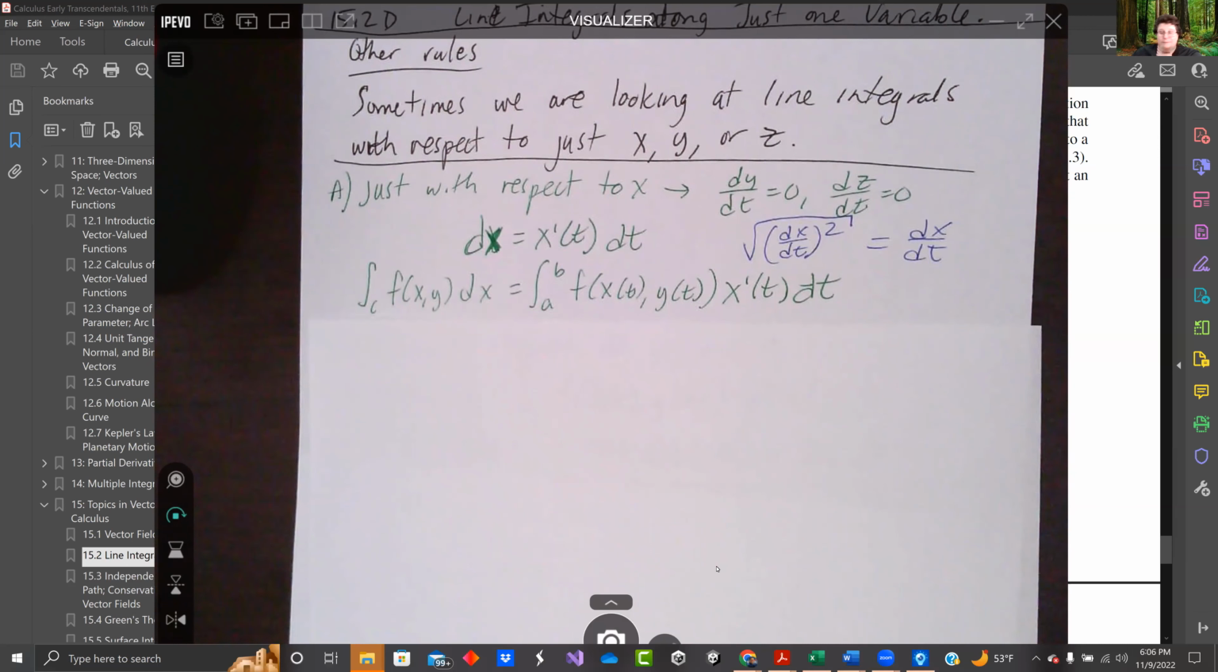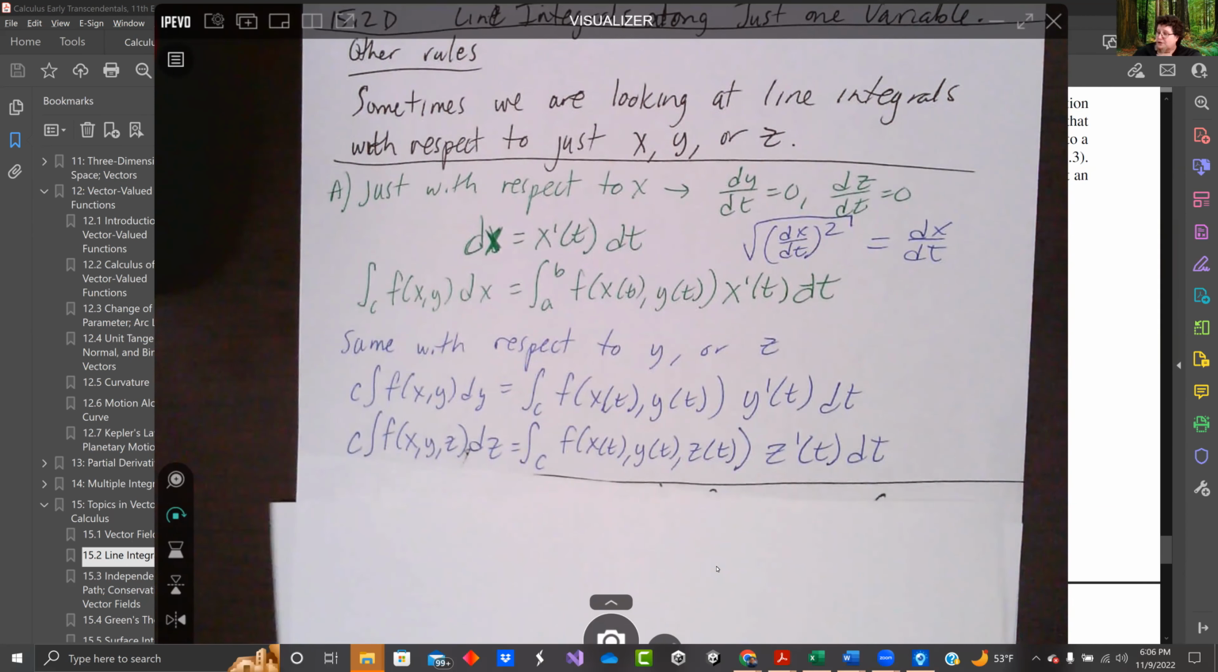We can do the same thing with any of them. So if we go along y or z, we have y prime of t dt or z prime of t dt, depending on if we're doing dy or dz.